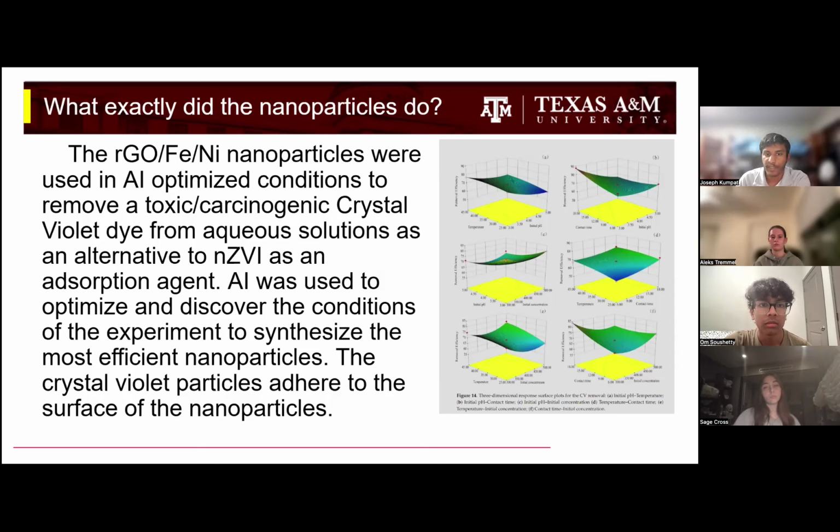So with these AI optimized conditions, we were able to get the most efficient nanoparticles for the process of adsorption, in which the crystal violet particles adhere to the outer edges of the reduced graphene oxide iron nickel nanoparticles in order to be cleared and efficiently removed from the solution. On the right, you can see all of the machine learning tests that have been done to figure out the most efficient concentrations.